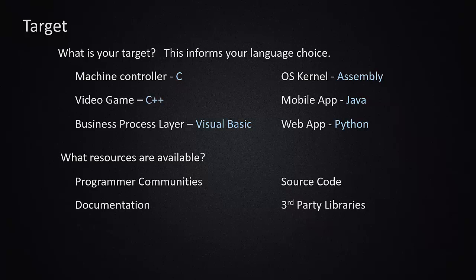Documentation, third-party libraries, what tools are available? Are you stuck with a basic text editor and a basic command line compiler, or do you have rich IDEs that will help you produce code quickly? And platform access. Does your compiler exist for your target platform? If you have a language with no compiler to a target, then that language is not a good choice.